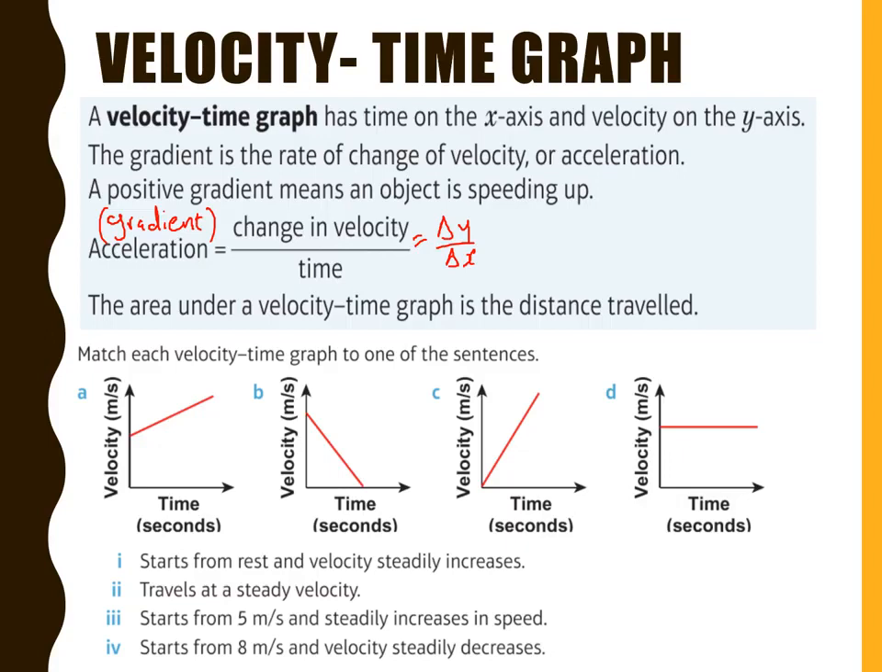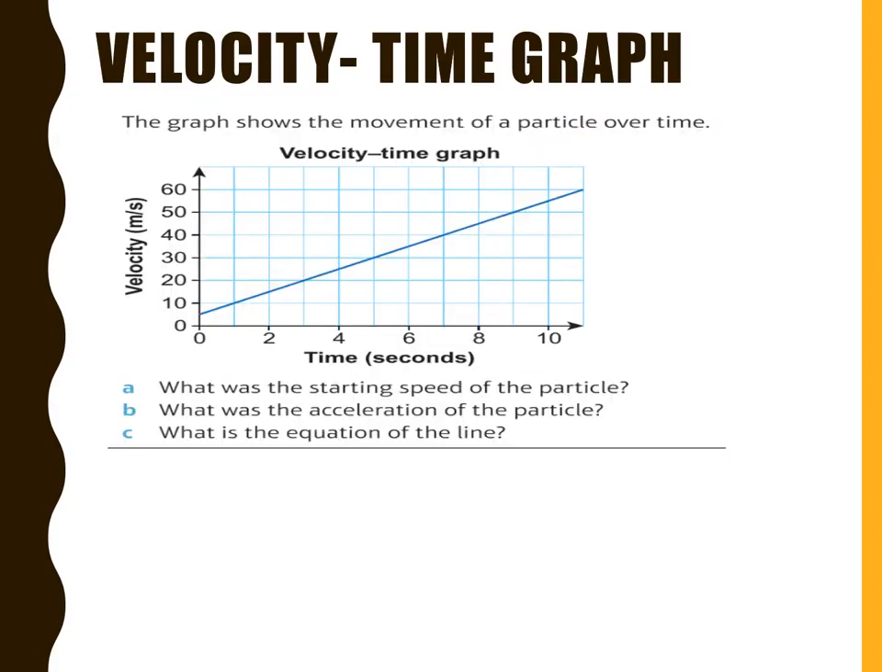So this is the velocity on the y-axis and time on the x-axis. If we have an example like this, let's go through it together. So the first thing is, what was the starting speed of the particle? It will be here. So I'm assuming it would be 5 meters per second. This is the unit. Remember the units. And then what was the acceleration of the particle?